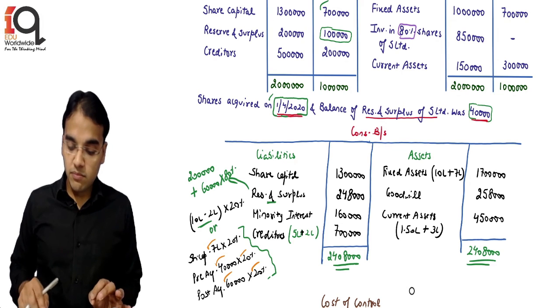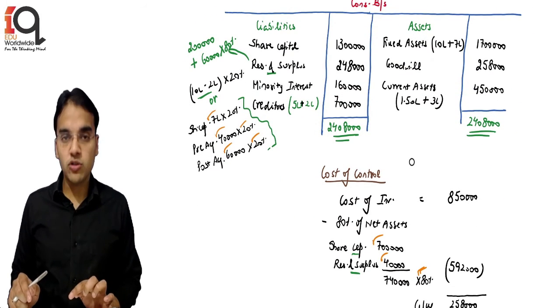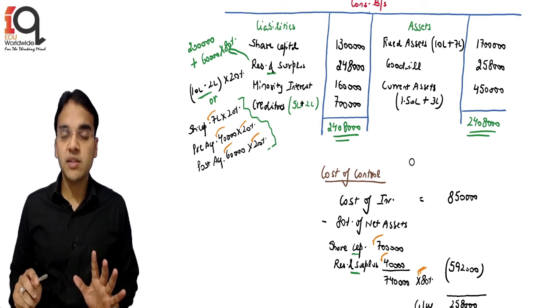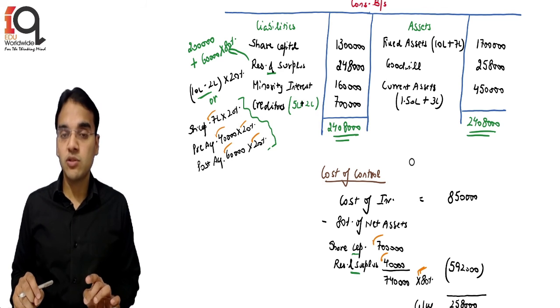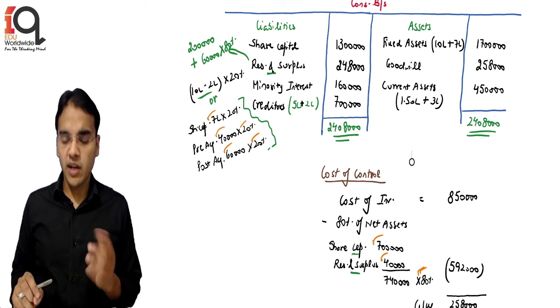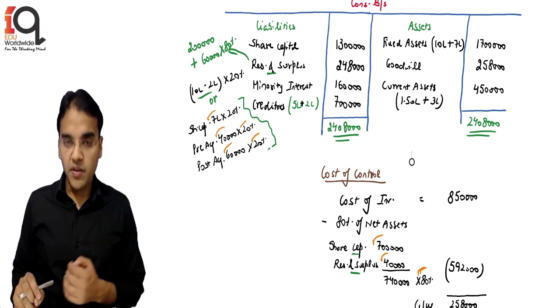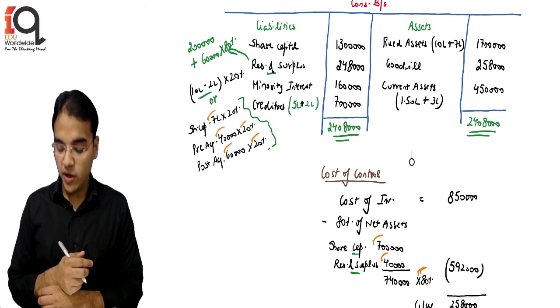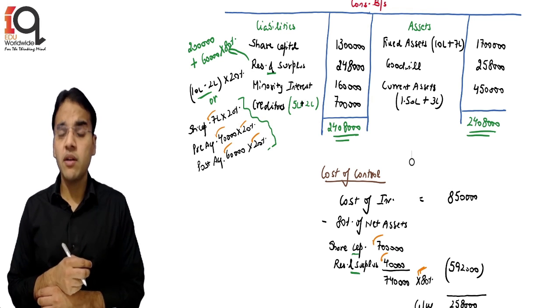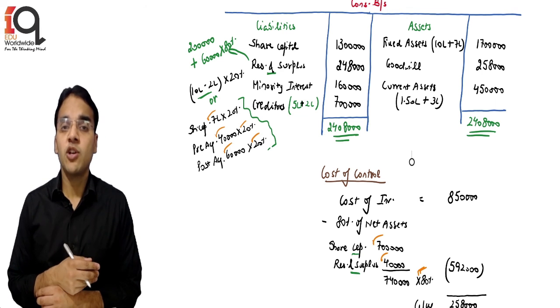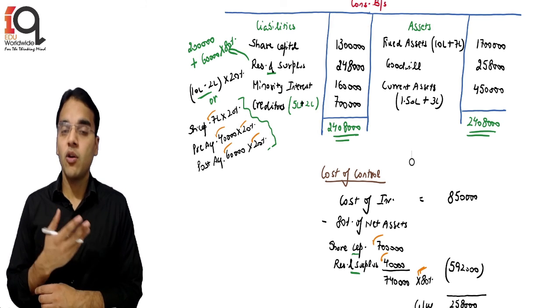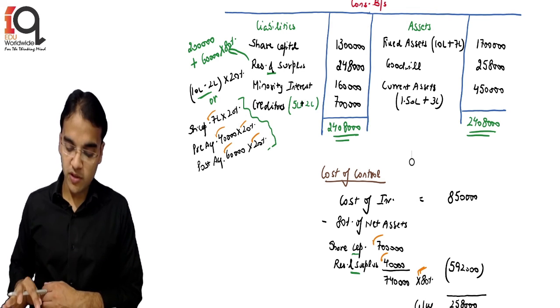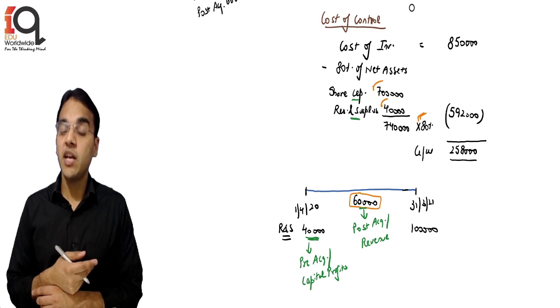So the things which we need to find out: cost of control, that is cost of investment minus 80% of the net assets on the date of acquisition. Since we don't know the exact fixed assets, current liabilities, or non-current liabilities as well, means the outsider liabilities, we are doing share capital plus reserve and surplus into 80%. Then minority interest is nothing but 20% of each and everything. You can go by the net assets or you can go by share capital or reserve and surplus, pre-profits, post-profits. Obviously the profits have two components, pre and post.